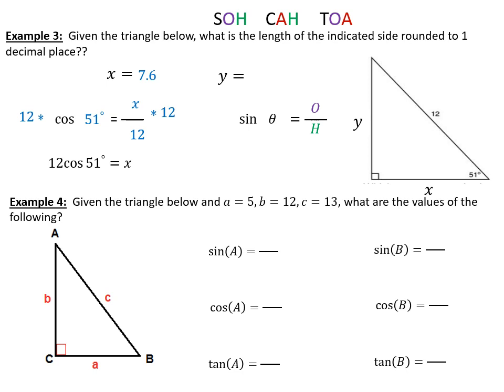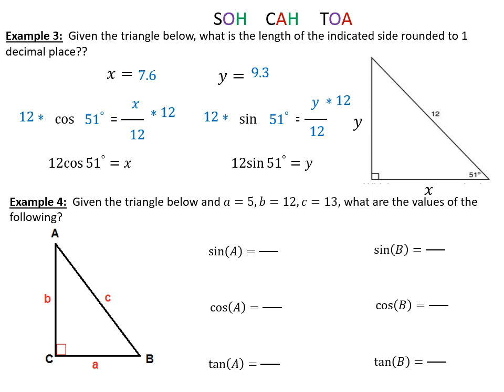Y would be sine of theta equals opposite over hypotenuse. Fill in 51 degrees, y, and 12. Again, multiply both sides by 12. And so 12 times the sine of 51 would be y. That happens to be 9.3.